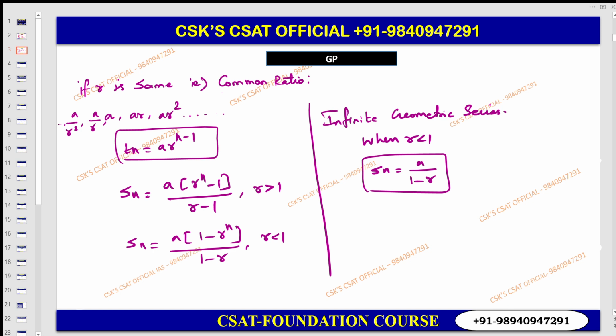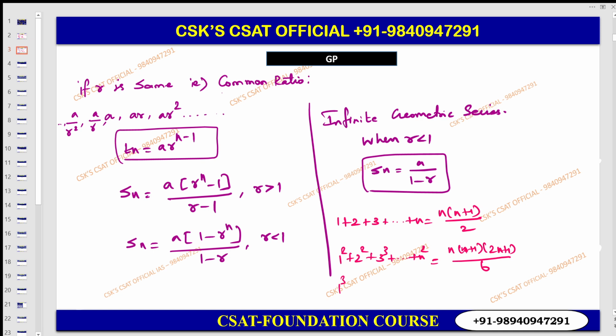And some of the results: 1 plus 2 plus etc. plus n, summation n, is equal to n into (n plus 1) by 2. This we have to remember. Then 1 square plus 2 square plus 3 square plus etc. plus n square, this also we have to remember. It is n into (n plus 1) into (2n plus 1) by 6. Next, cubes also.